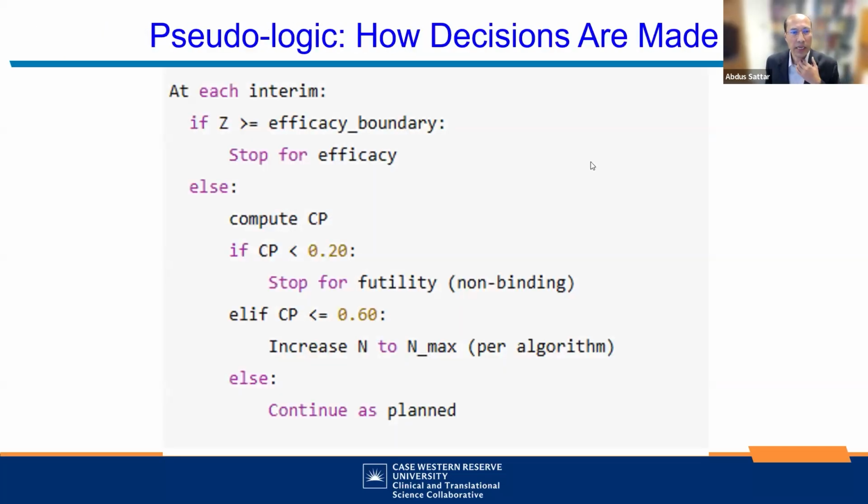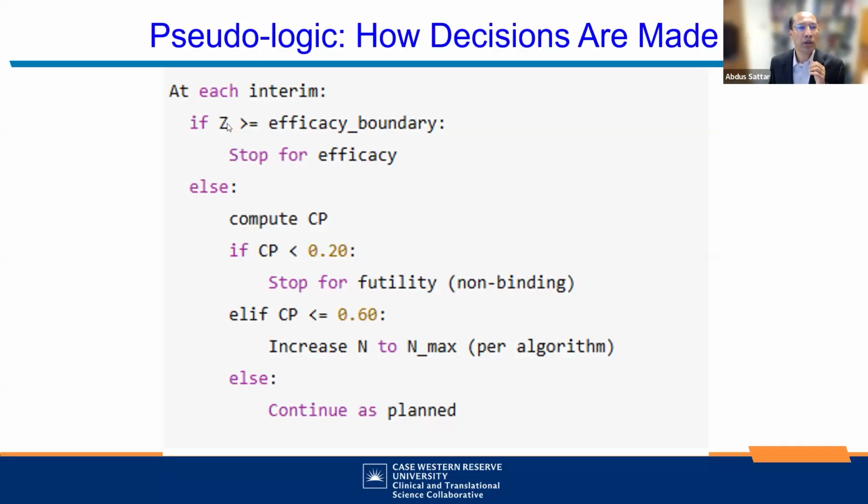So here, actually, it is in the next slide. If we have a continuous outcome variable, and it is normally distributed, we can compute the Z statistic. From the Z statistic, if it is above 1.96, we can say it is significant. The efficacy boundary can be 1.96 or whatever, maybe 2.5, and it would be decided before, in the protocol and the SAP.